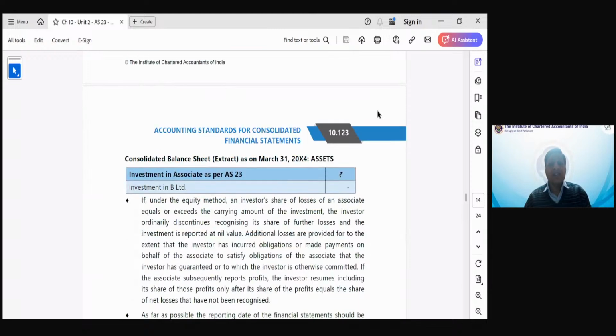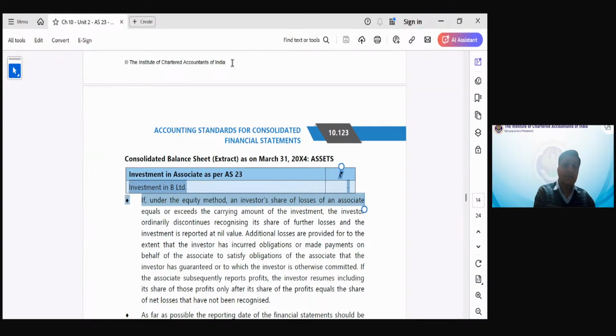we will start with this 1 lakh. And this 1 lakh you will reduce from the cost of investment. So therefore, what will you have? You will have investment in B Limited appearing at nil value. So I think in the solution, this deletion has not been shown as a separate line item, but you can just always present it the way we just discussed. Because eventually in the consolidated balance sheet, you need to reach nil value. Okay, so that is where you need to reach.